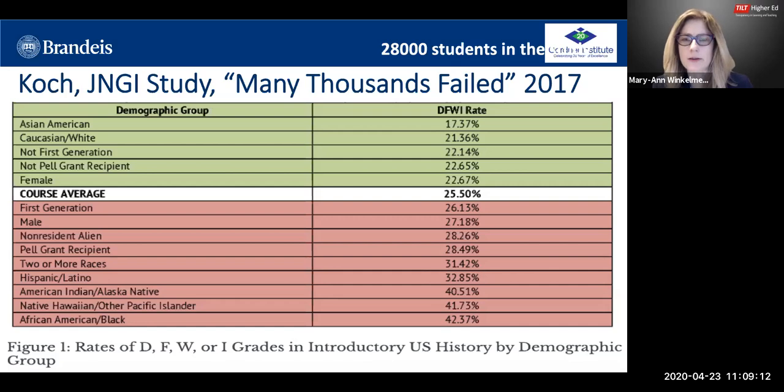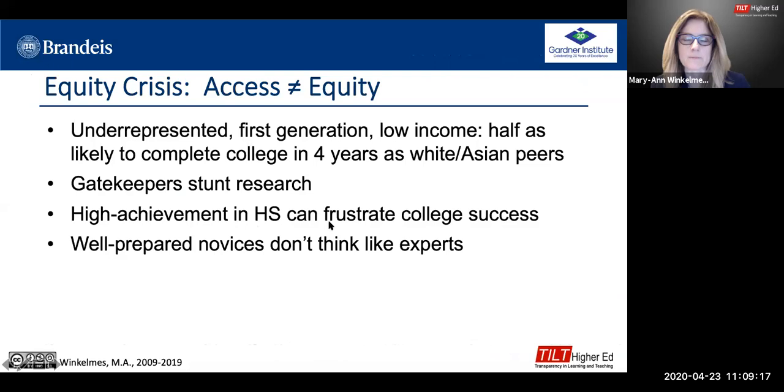And we can talk about why that might be, but I wanted to just lay out the data at this point in the webinar. I think that this is reflective of a larger equity crisis that we have in undergraduate education in the United States, where we know that ethnically underrepresented students, first generation to attend college students, and low income students are half as likely to complete college in 4 years as their white and Asian peers. We know that a kind of gatekeeper mentality is partly responsible for this, the kind of approach to teaching that you might have experienced and that I experienced as a student.